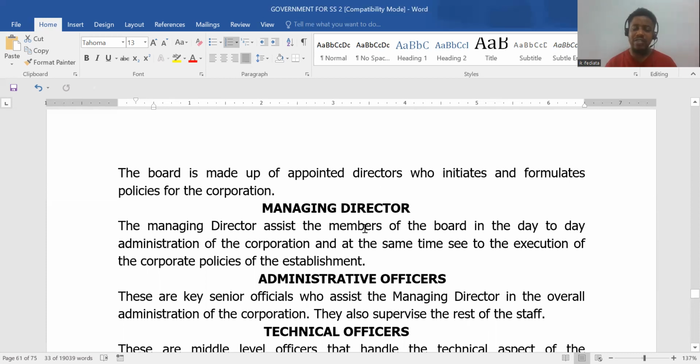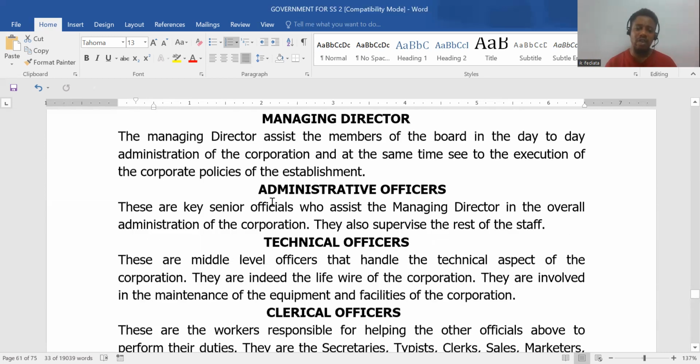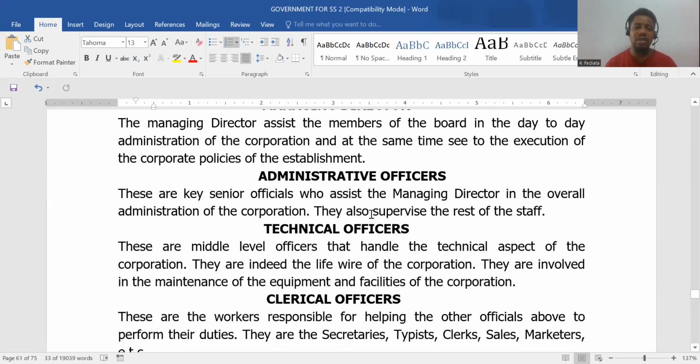The managing director assists the members of the board in the day-to-day affairs of the public corporation, and they help execute policies made by the board of directors. Now we have administrative officers. These officers supervise the rest of the staff. They also assist the managing director.